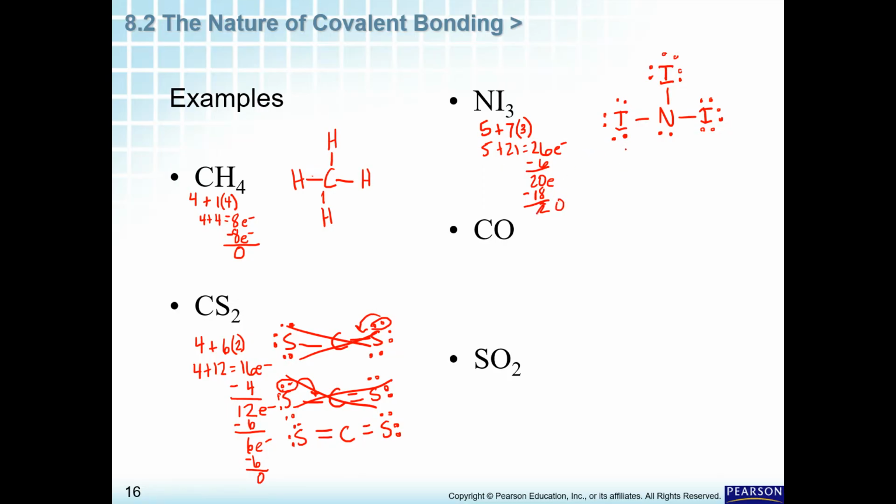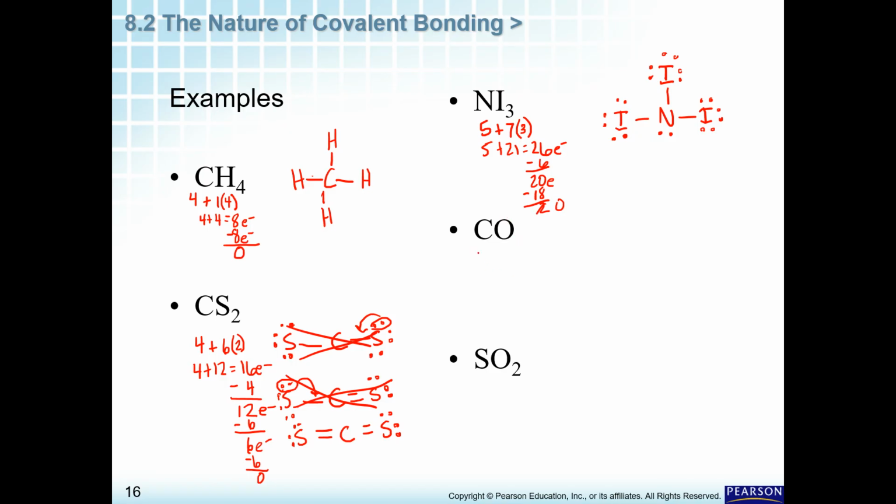Last but not least, make sure everyone satisfies the octet rule. So iodine has 8, iodine has 8, 8, and then even nitrogen has 1, 2, 3, 4, 5, 6, 7, 8 around it, so everything's happy.